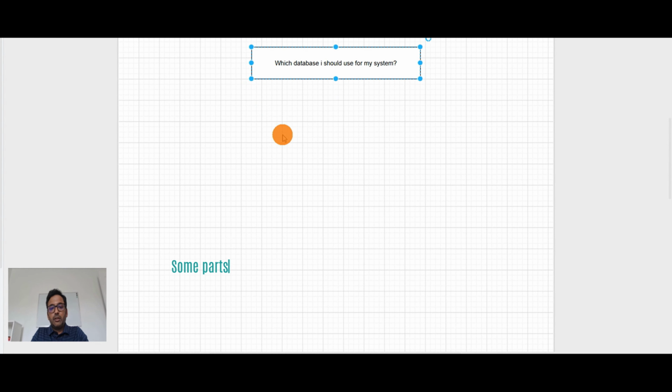Which database should I use for my system? Hi guys, my name is Manish Kumar, and in today's small session, we will talk about which database will be most suitable for my system. And this is the key question we have to solve in every system design. So without any delay, let's start the session, guys. See you in the session.